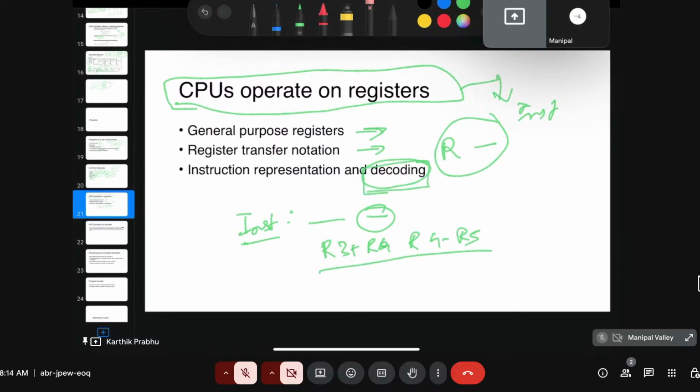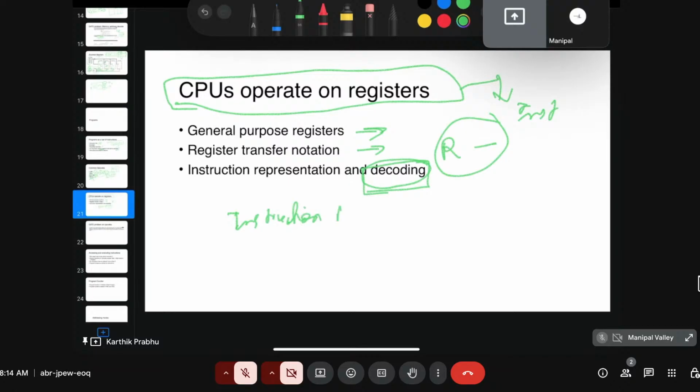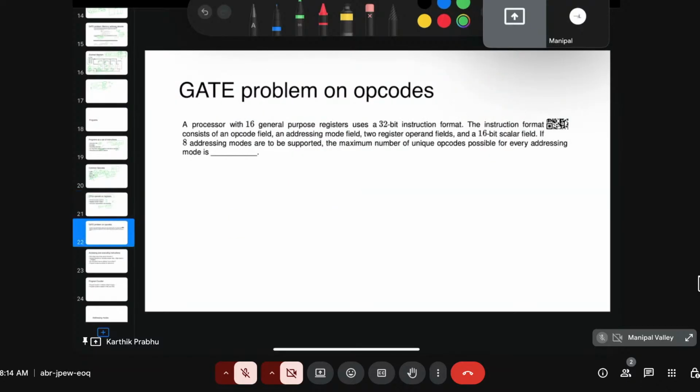So for that you need to decode the instruction. But we cannot decode an instruction directly from memory. We need to bring that instruction into a register as well, because like I said, CPUs operate on registers. So we have a special register for this called the instruction register. The first thing we would do is, when we read an instruction, we bring the instruction into the instruction register. Now I'll explain how that happens in more detail.